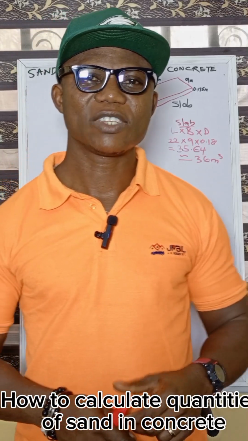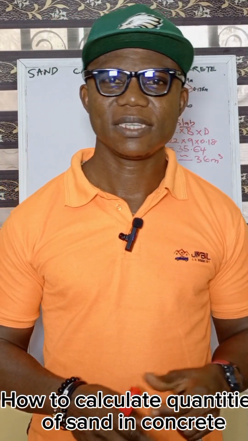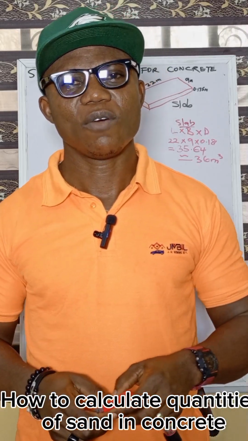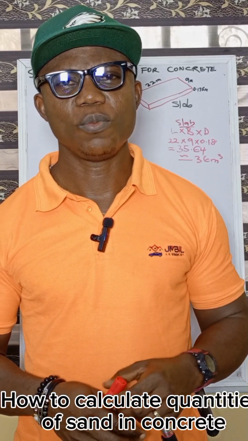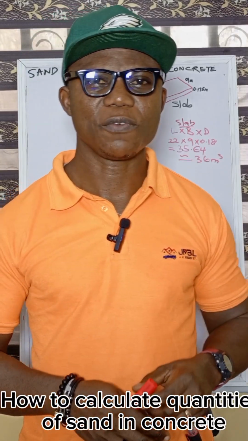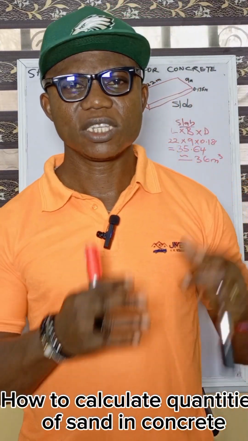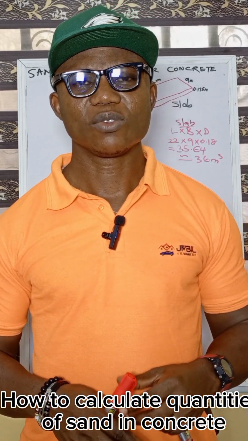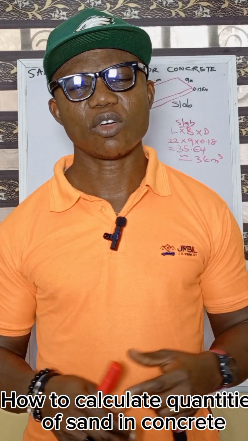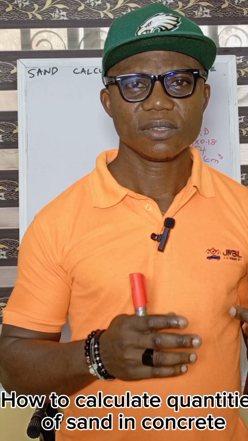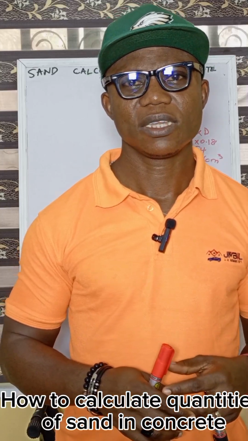In our previous class we talked about cement. We did the calculations for 4 grades of concrete, and today we'll dive into the second part of it, which is sand. So we'll be doing the calculations for these 4 grades of concrete to determine the quantities of sand that will be required in each grade of concrete.